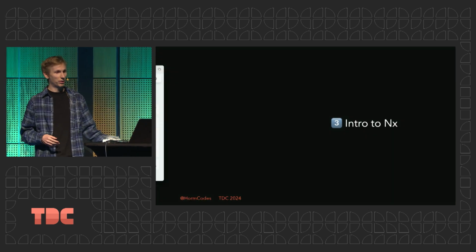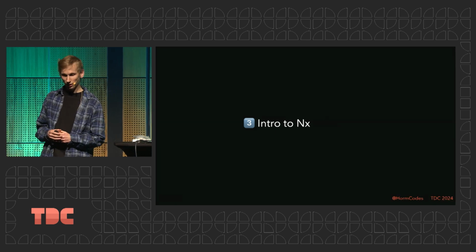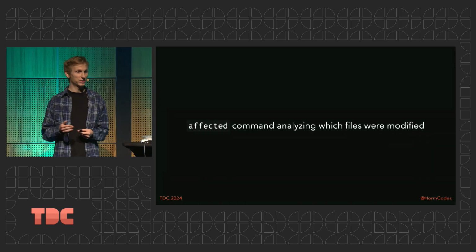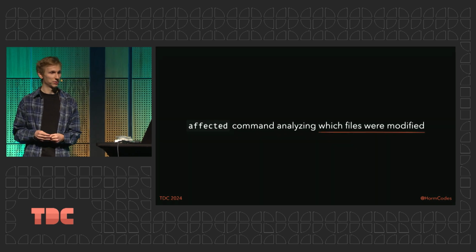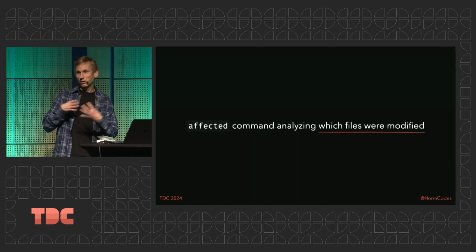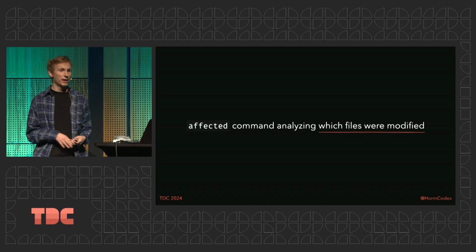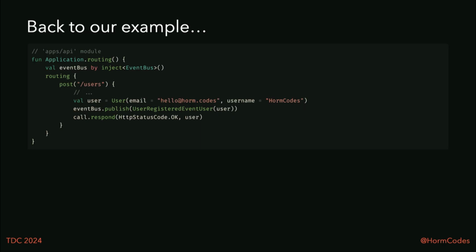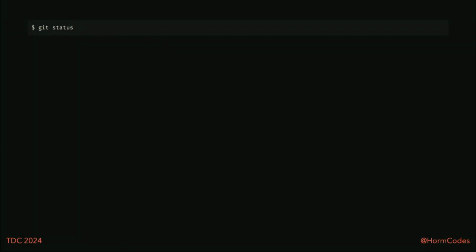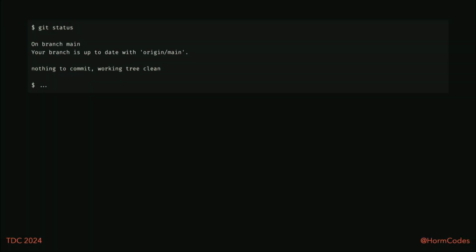However, let me show how NX works. The main thing that NX provides is a command called affected that analyzes which files were modified. And it figures out which projects were modified, and we can use this output later on. Let's go back to our example. So we have our API module, and if I run git status, I can see that I'm on the main branch, and there's nothing to commit. Basically, no changes have been done locally so far.